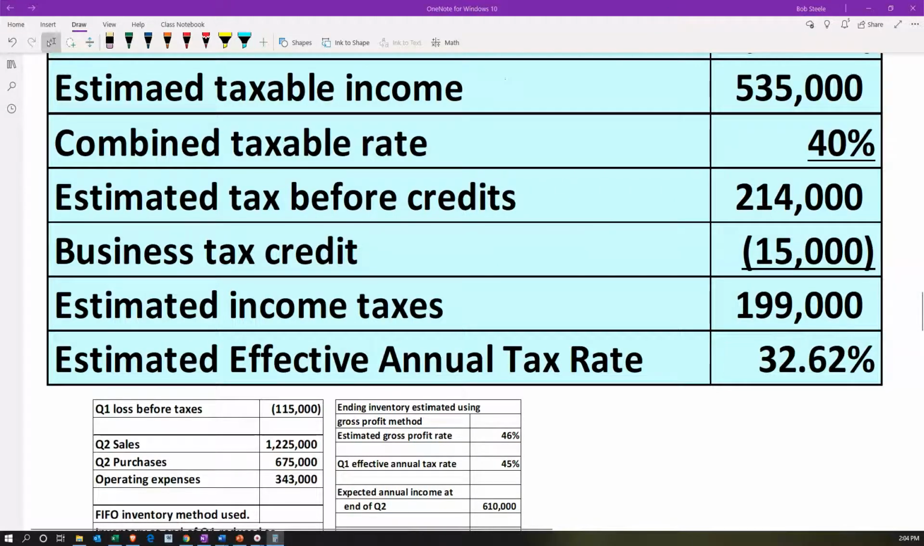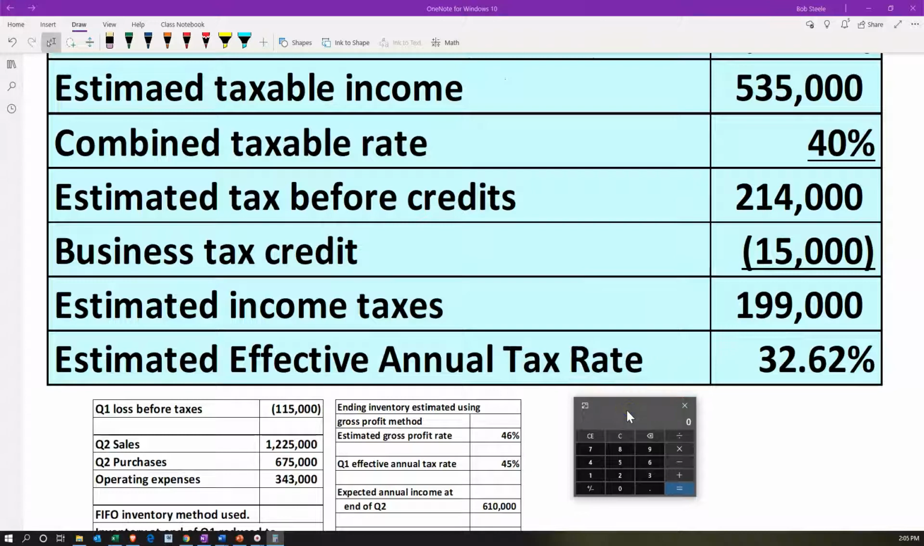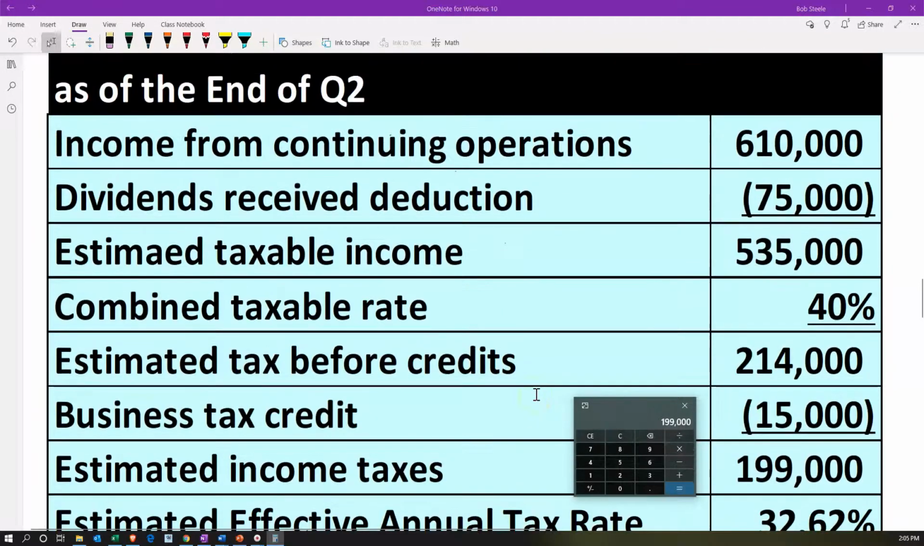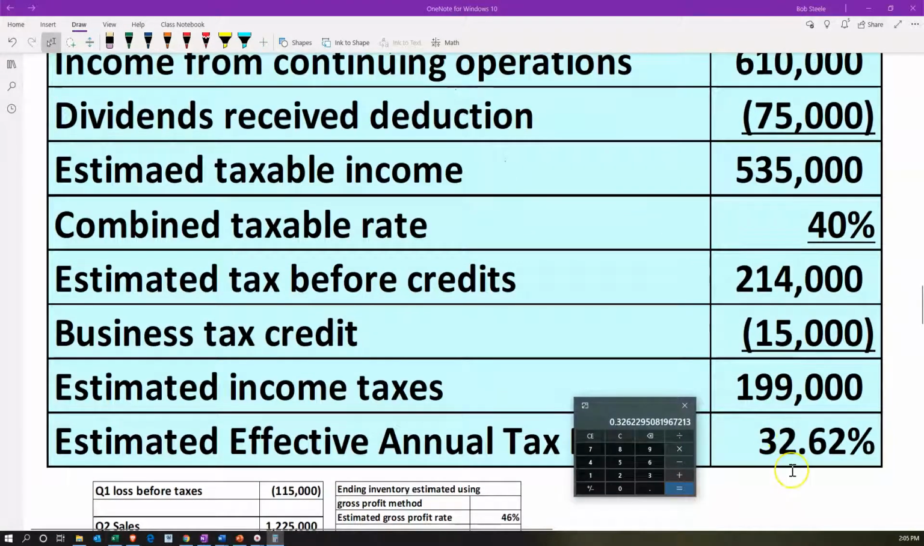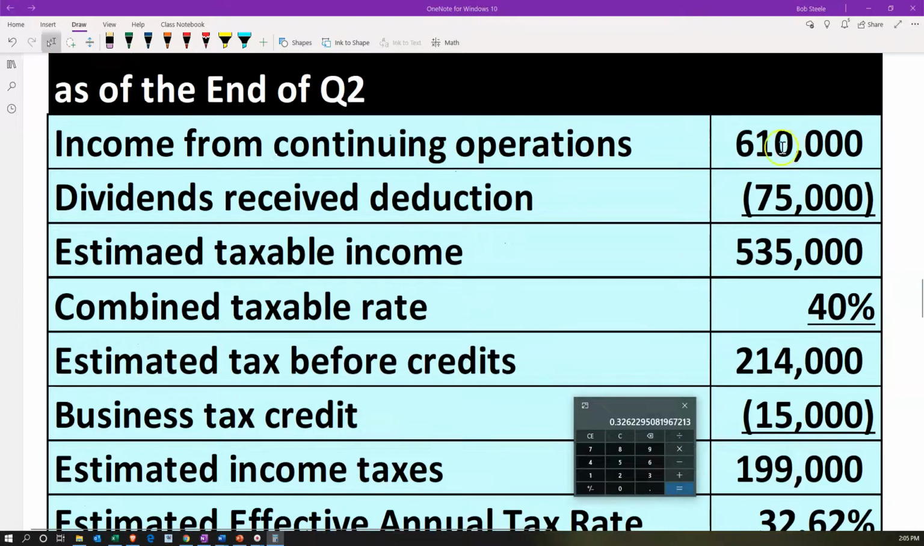So we've got the estimated income taxes now. We're going to take that. I'm going to pull out the trusty calculator here. It's in the wrong screen right now. I'm pulling it down. We're going to take this 199,000, divide it not by taxable income, but all the way back up top to the income from continuing operations, the book income, divided by the 610,000. And that's going to give us a rate then here of about 32.62% that we could apply then in theory to simply the top line number.